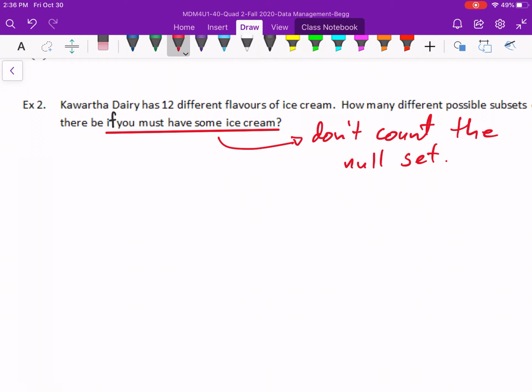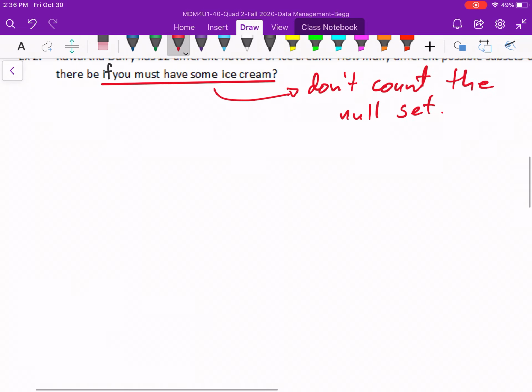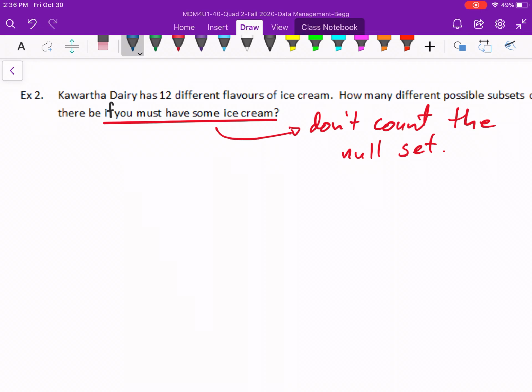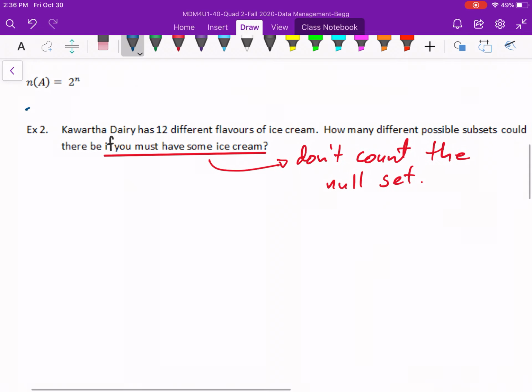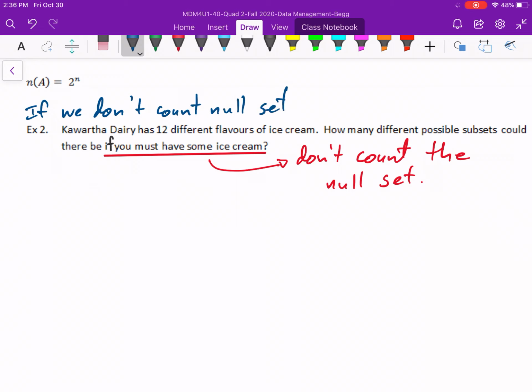So in that case, we have to adjust the formula slightly. We're going to subtract 1. So if we don't count the null set, the formula is n(A) equals 2 to the n minus 1. So it's that minus 1, which is just the new addition to the formula.